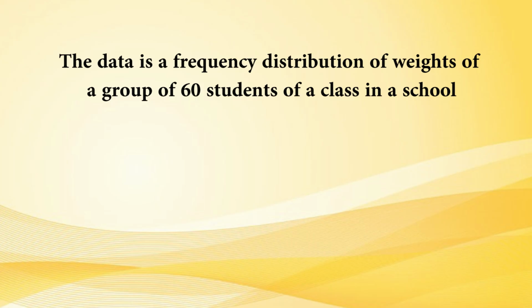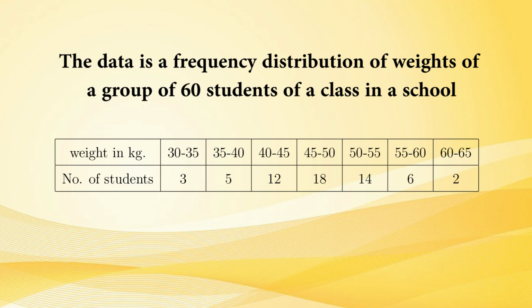The data is a frequency distribution of weights of a group of 60 students of a class in a school, where the weight in kilos are 30 to 35, 35 to 40, 40 to 45, 45 to 50, 50 to 55, 55 to 60, 60 to 65, and the corresponding number of students are 3, 5, 12, 18, 14, 6, 2. We have to locate mode graphically.